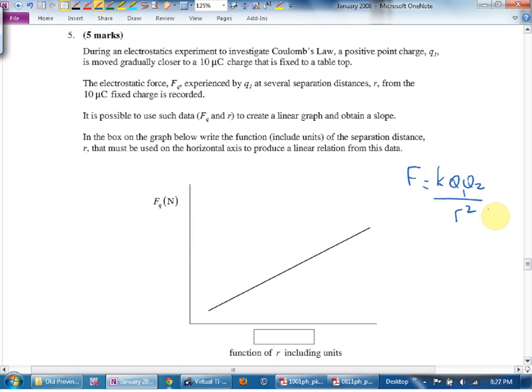Anyways, this is almost the same question as we did before, but they had voltage. It's the same charge. It almost looks like somebody just changed this and then hit paste into another exam. Because I think it was also 10 microcoulombs last time, too, if I recall. Okay. Function of R, including units. What do they want us to write here, Mr. Dueck?